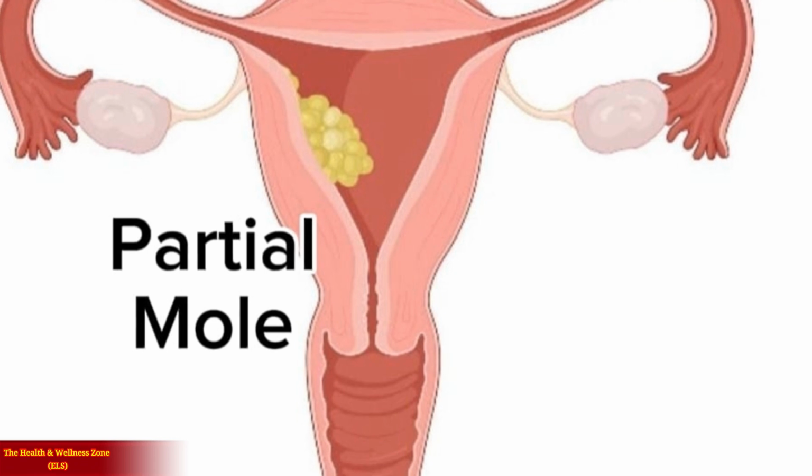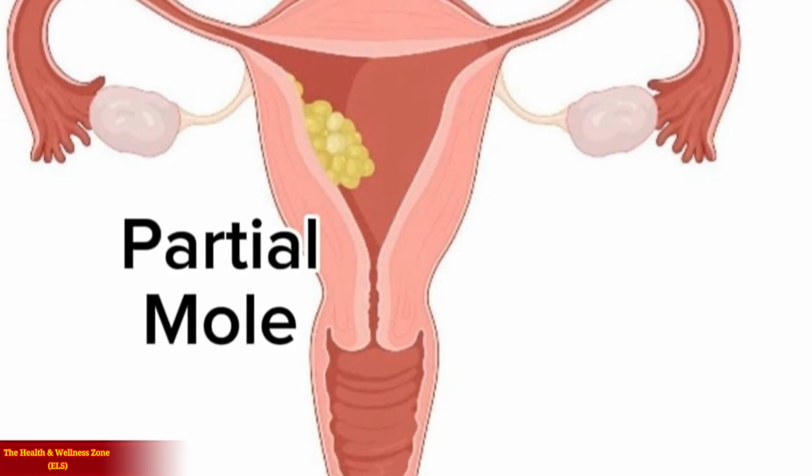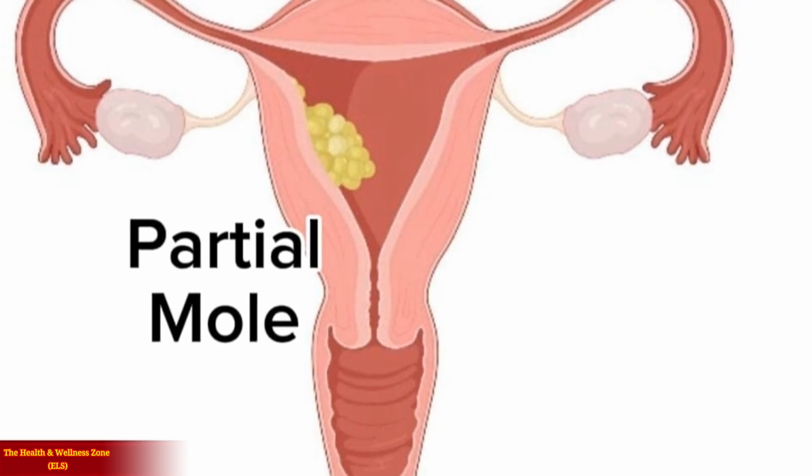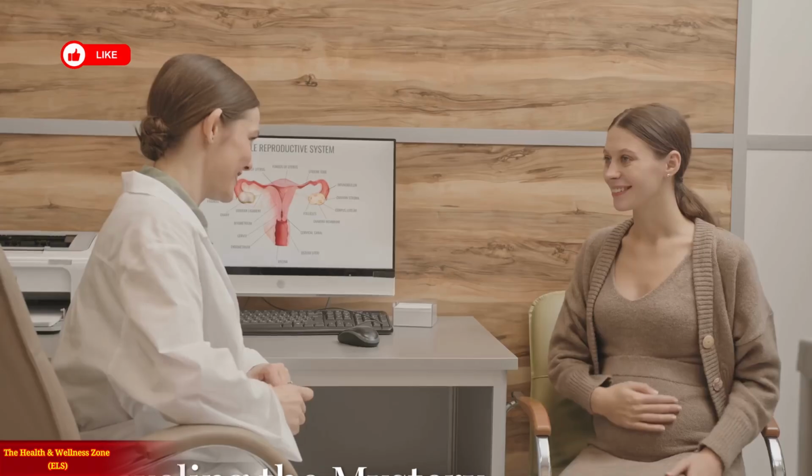On the other hand, a partial molar pregnancy involves some abnormal placental tissue and possibly some fetal development, but the fetus is not viable and cannot survive. This occurs when two sperm fertilize a single egg at the same time.